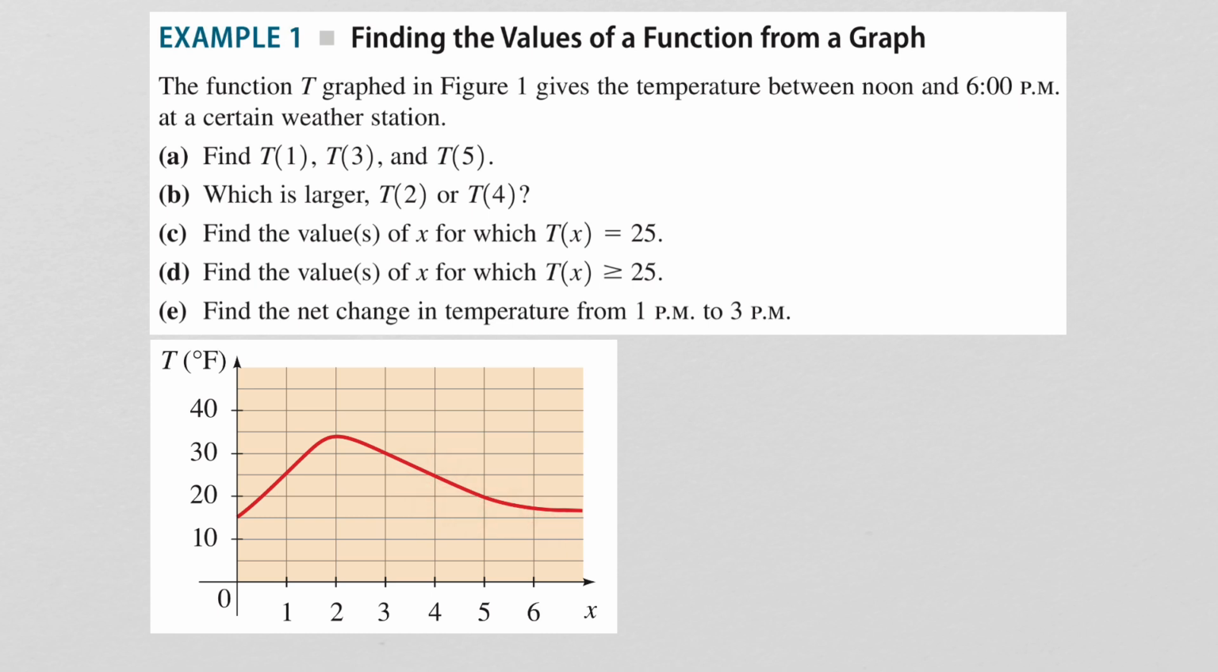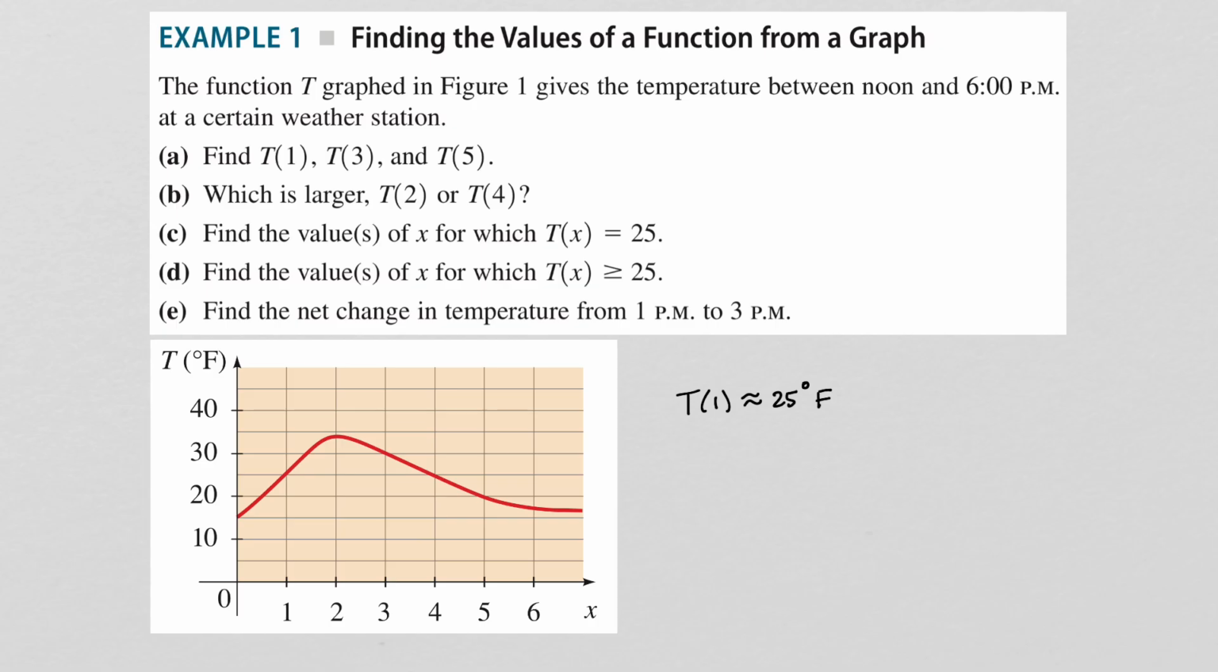So for example, if we want to find T of 1, which would be the temperature at 1 p.m., all we have to do is go to the graph on the x-axis here, which represents time. And when time equals 1, we can trace up to the function here, and we can see that the temperature is right around 25 degrees. So we can say from the graph that T of 1 is approximately equal to 25 degrees Fahrenheit.